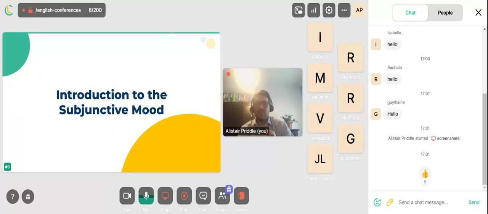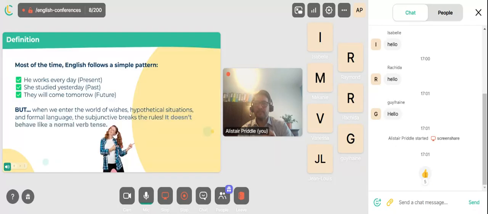So, an introduction to the subjunctive mood. A definition to start with. Now, most of the time, English follows a simple pattern. Let's have a look at these 3 examples. He works every day. This is the present simple verb tense. She studied yesterday. This is the past simple verb tense. They will come tomorrow. This is the future simple verb tense.